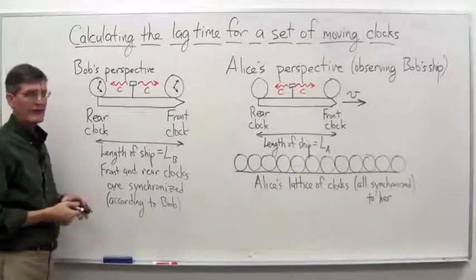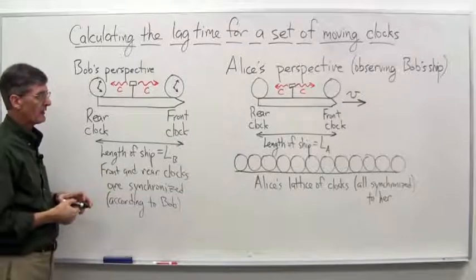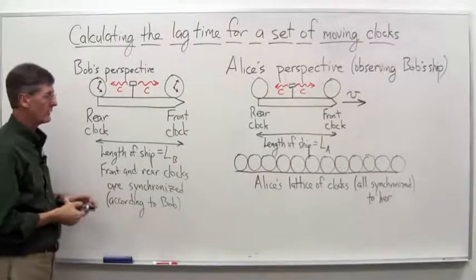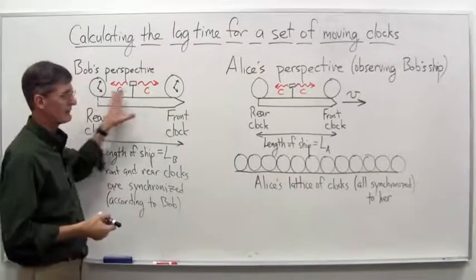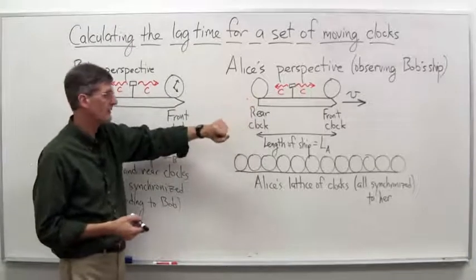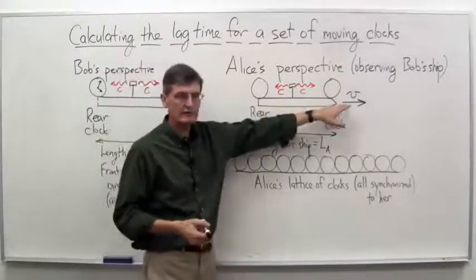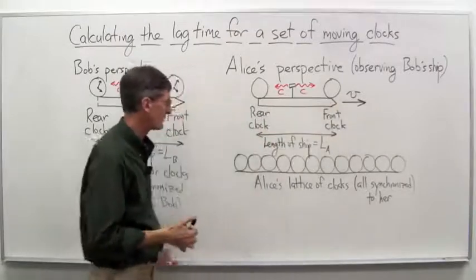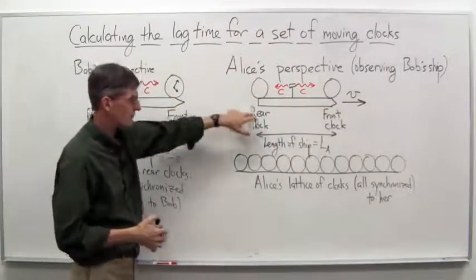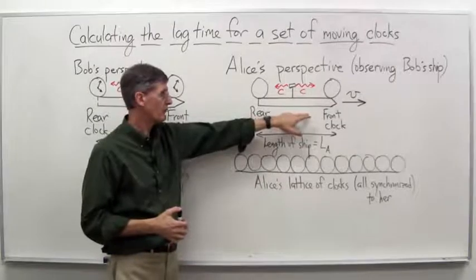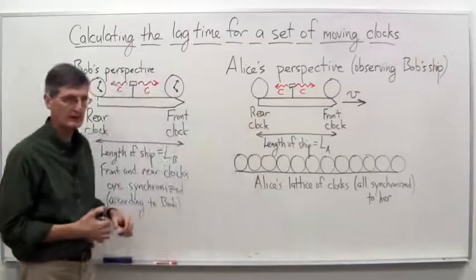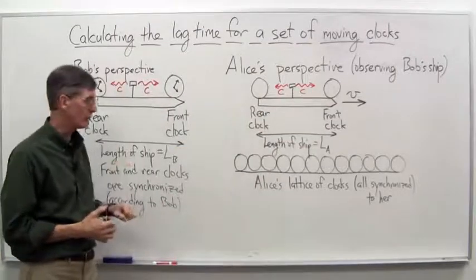Now, though, let's look at Alice's perspective, observing Bob's ship, and we will assume that Bob is moving left to right past Alice, as we've done before. So she is seeing his ship moving with velocity v in the positive x direction. She sees his rear clock and front clock. As before, she sees the light beams get shot out, and we'll get back to those in a minute.